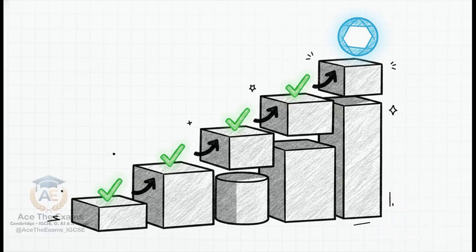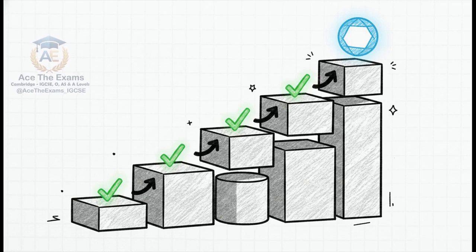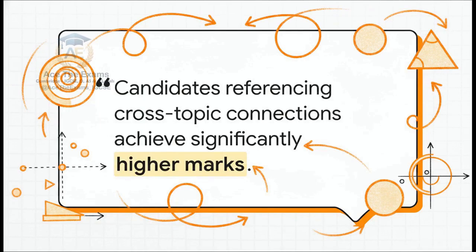If you just guess the final locus or draw a rough sketch without mathematically justifying those Peel steps, you hemorrhage method marks. You have to prove your analytical depth at every single stage. And here is a major secret, straight from the principal examiner reports. Listen to this closely. Candidates referencing cross-topic connections achieve significantly higher marks.